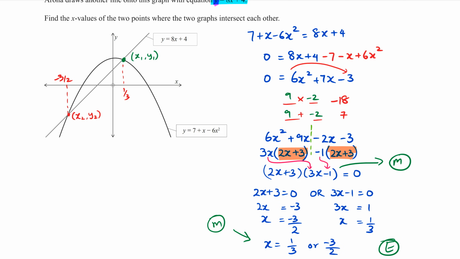What about achieved? Equation formed by equating and simplifying to a quadratic equation. So this part, getting up to here, gets you an achieved. Consistent factorization of the quadratic equation. So you've got one more option in terms of consistent factorization. Let's say you make a mistake with the quadratic equation, but you factorize it correctly, then you could potentially get an achieved for that as well.